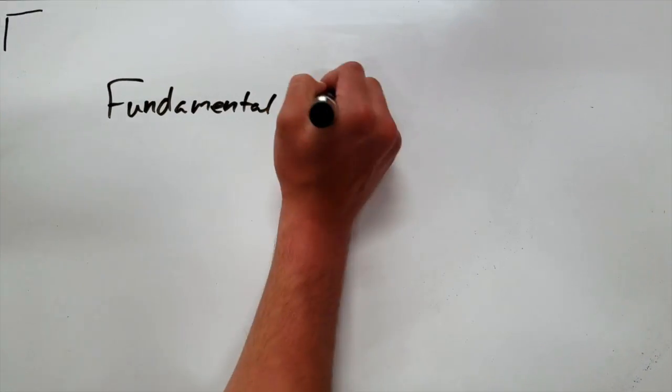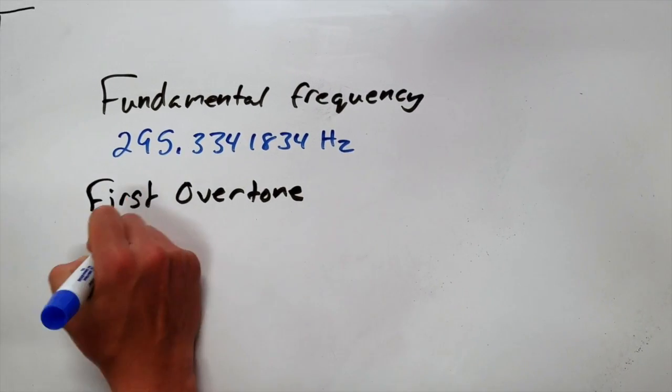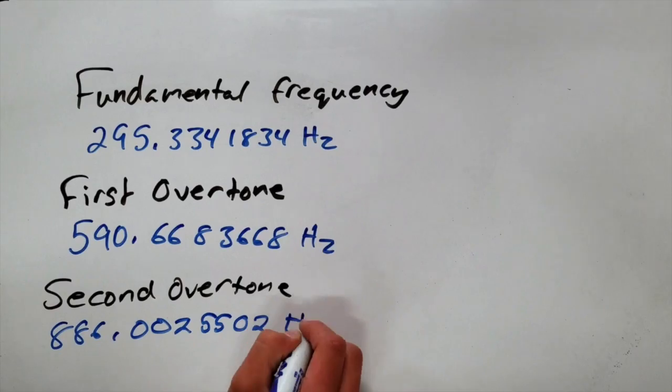So in summary, our fundamental frequency is approximately 295 hertz. Our first overtone is approximately 591 hertz. And our second overtone is approximately 886 hertz.